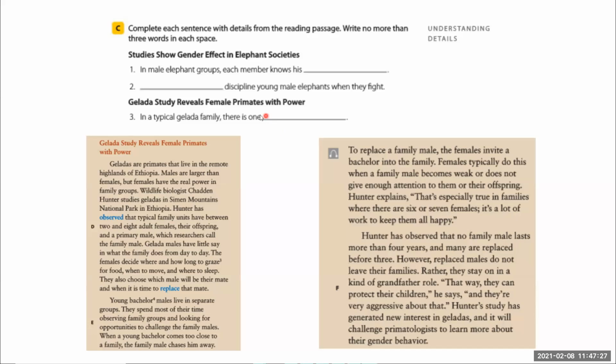So I put the phrase primary male in the sentence on page 17 and read it to myself to see if it makes sense. In a typical gelada family, there is one primary male. It does. It's a true statement from the reading, and I'm done.